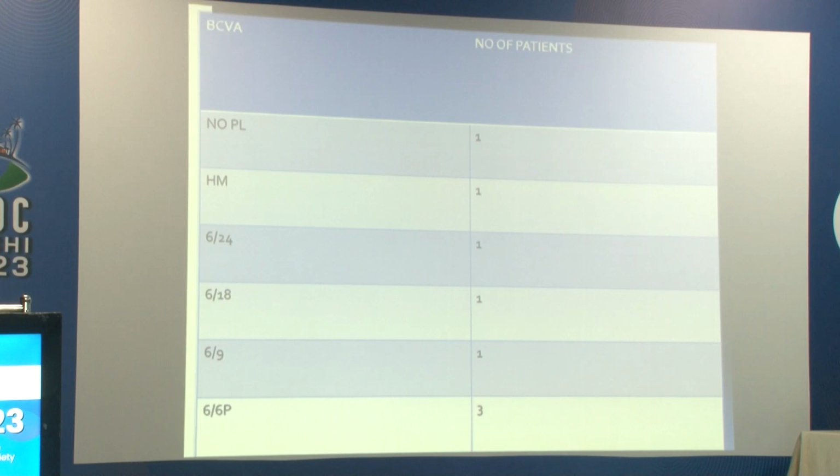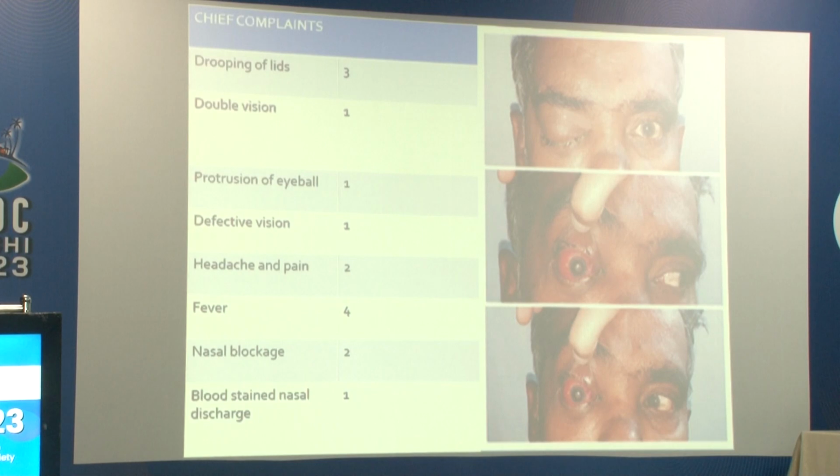The visual acuity varied from no PL, hand movements, up to 6 partial. The chief complaints were drooping of lids in 3 patients, and most commonly fever and nasal blockage. And this is the clinical feature of a patient who came to us.